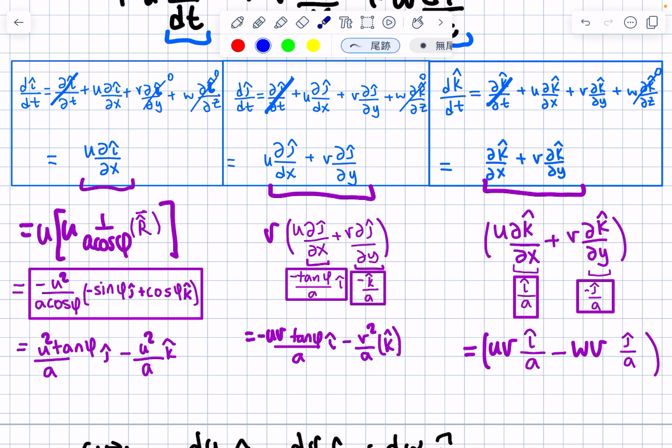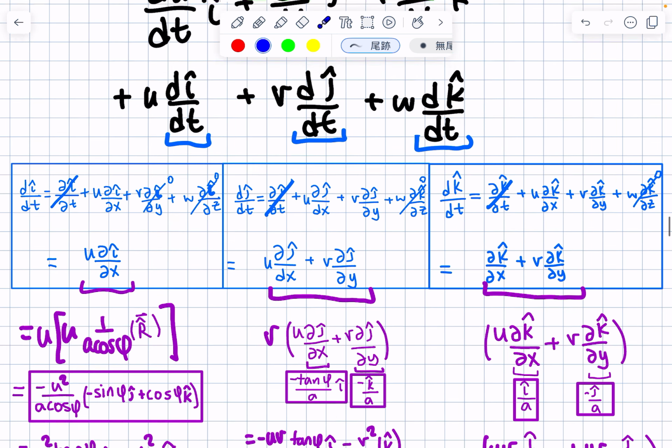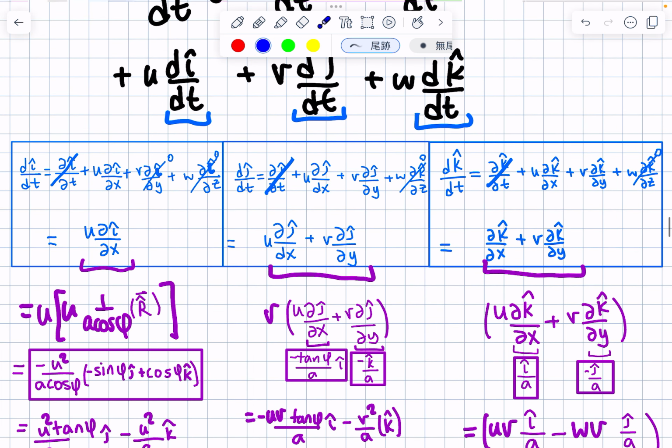So we'll show that partial i partial x is equal to u times, actually, this part here. This u is this u. This v is this v. This w is this w. And so we have u times partial i partial x will be 1 over a cosine phi in the r hat direction.